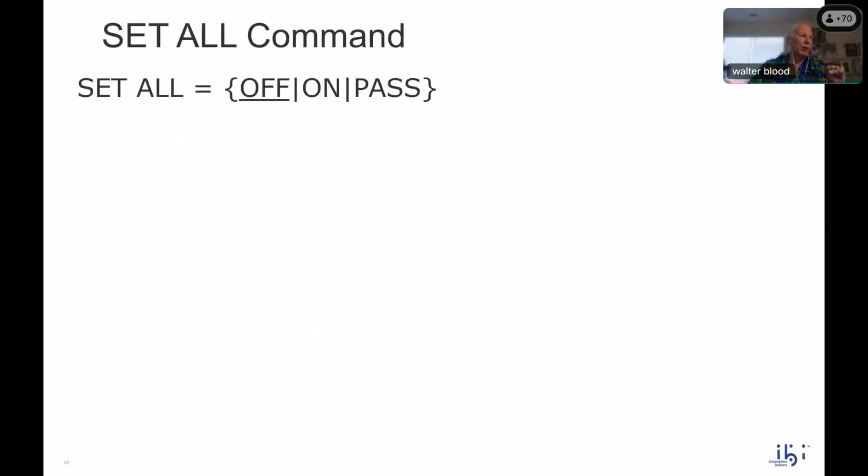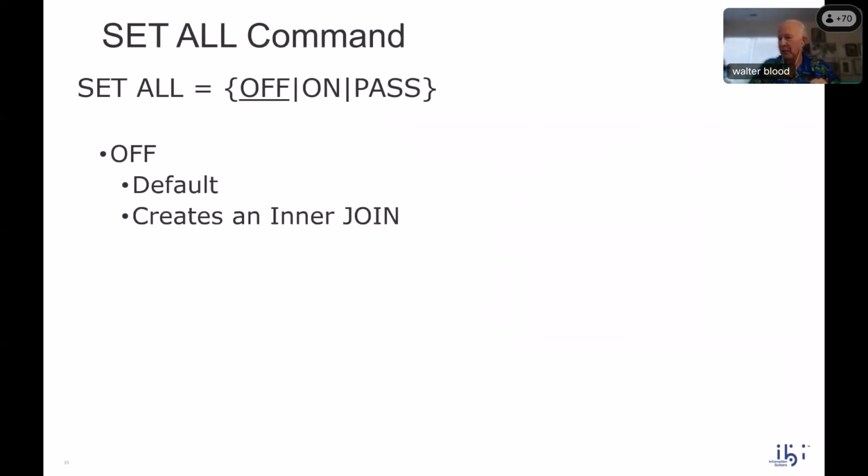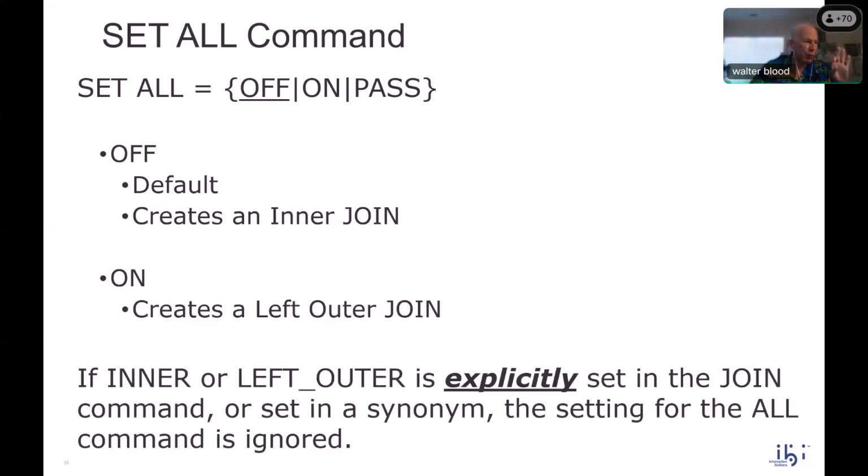Real quick, set all and on. These basically control whether we're going to have a left outer join or not. It started as all, which controlled everything initially, and then when left outer came in, join left outer took over, and that's what is predominant now. If it's off, you get an inner join. If it's on, you get a left outer join. If it's pass, it has nothing to do with inner or outer. Pass has to do with whether or not we allow you to screen on the data that's in the cross-reference segment. The inner and outer must be explicitly set in the join command.